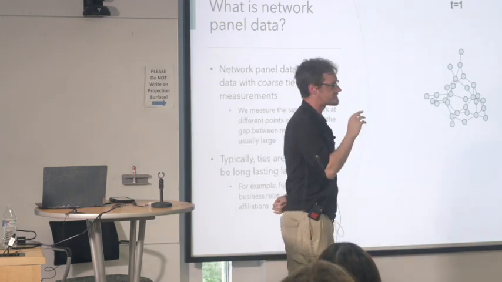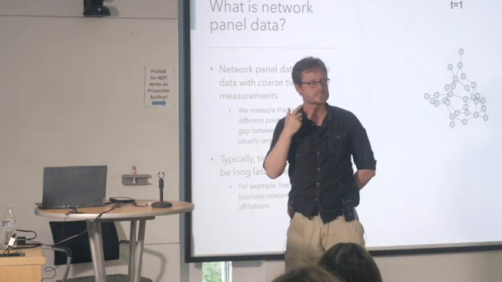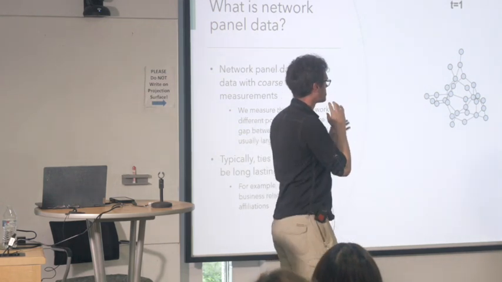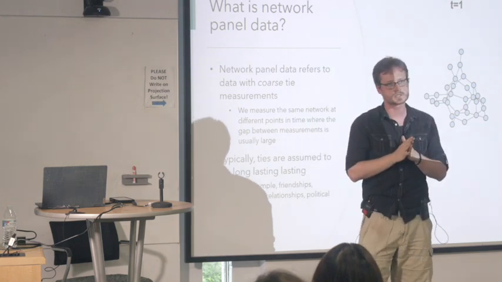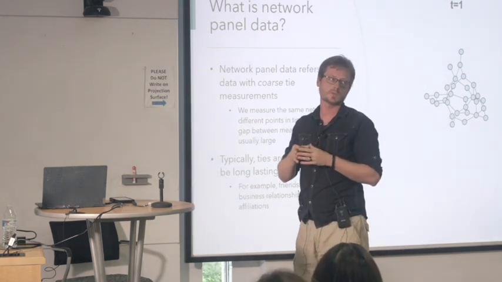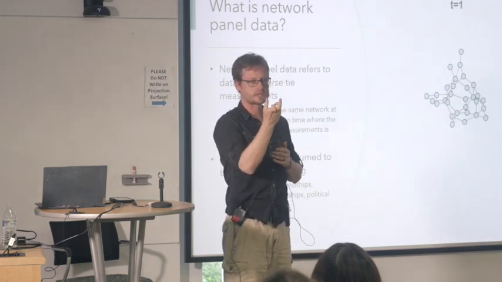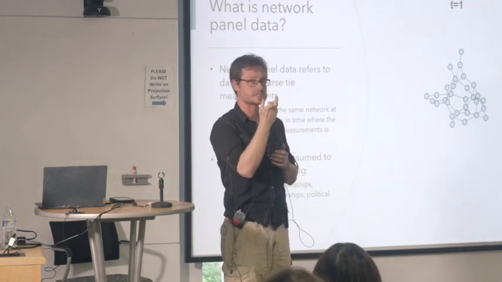Now, there are some interesting features of network panel data that are important to get a handle on before we jump into applying a TERGM. The first is that there's an implied assumption here that tie changes are coarse. And what I mean by a coarse tie change is that the tie we're looking at, or the relationship, is assumed to be relatively stable.